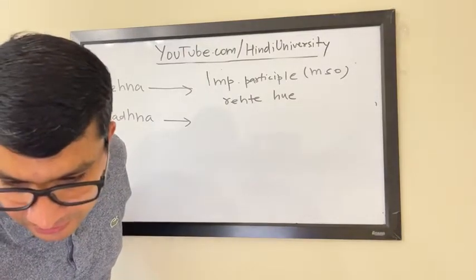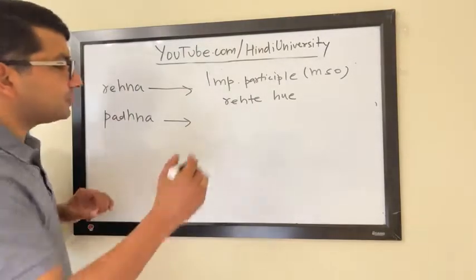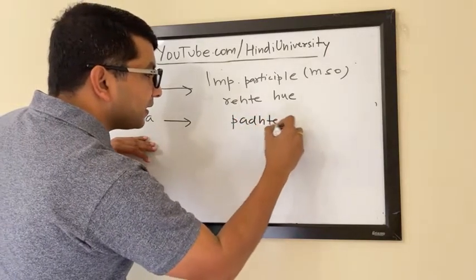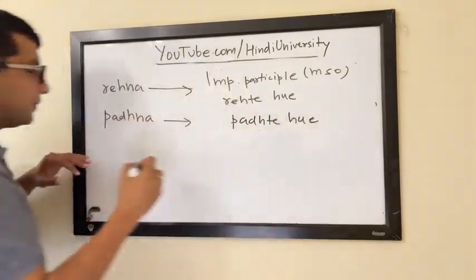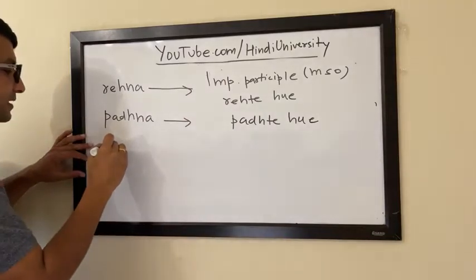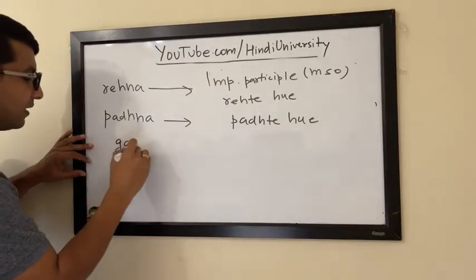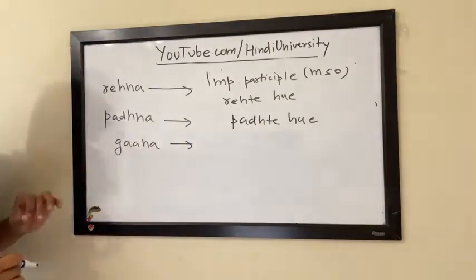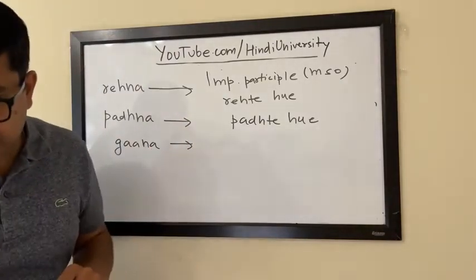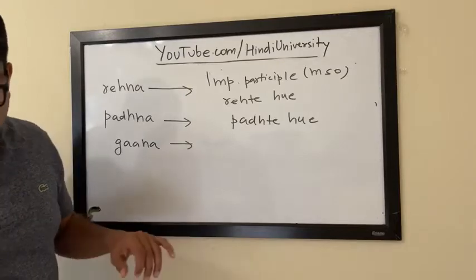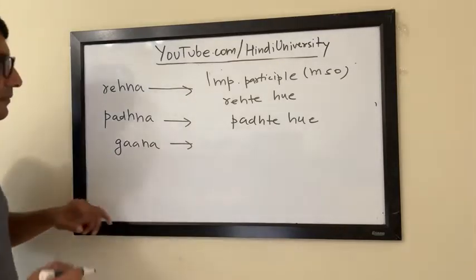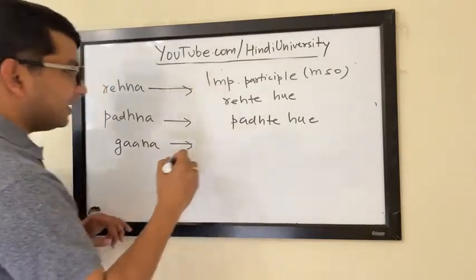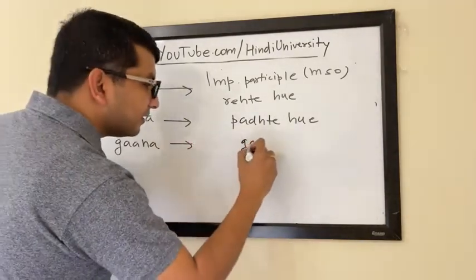Let's see how you guys are all doing. Very good, right? So you said padna becomes padte hue. Okay. Let's say more. You have gana. Gana is a verb as well as a noun. It would become गाते हुए. Very good.